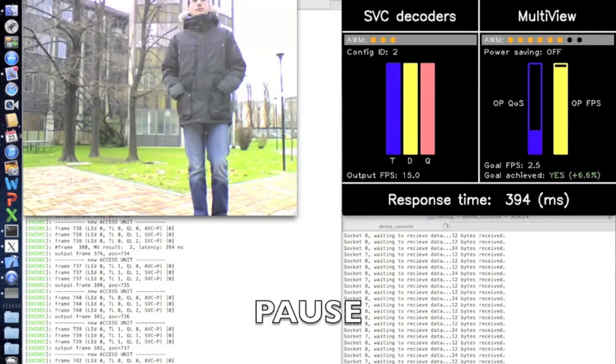The time constraint on multiview is higher, so the application-specific monitor reduces the accuracy of the distance estimate to meet the frame rate goal, 2.5 frames per second. The goal is met since the measured frame rate is above the goal, which provides a response time less than 500 milliseconds.